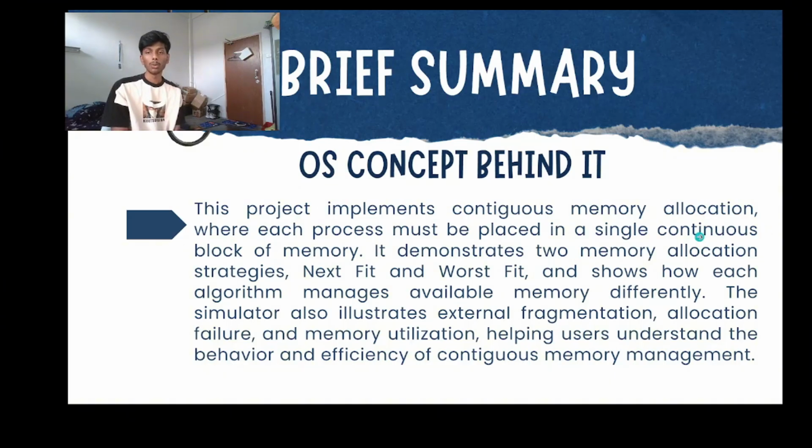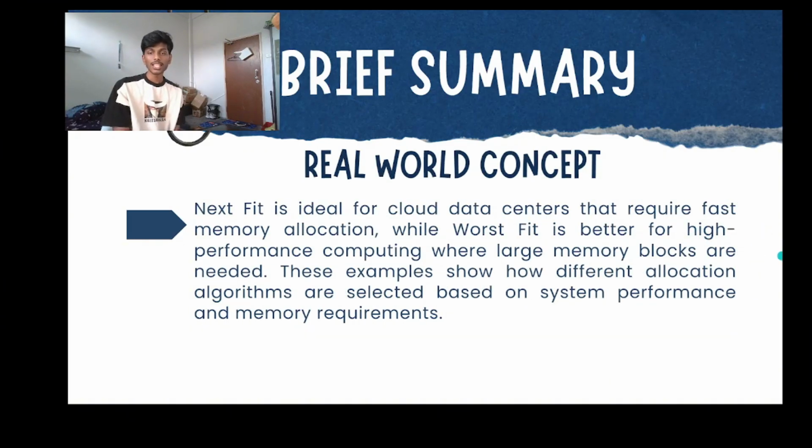Now, let's look at the real world application behind this. NextFit is commonly used in cloud data centers because it provides faster memory allocation by continuing the search from the last allocated position. WorstFit is more suitable for high-performance computing environments where preserving larger memory blocks is more important for handling large applications. Overall, these examples show that different memory allocation algorithms are chosen based on the performance and memory requirements of different systems.